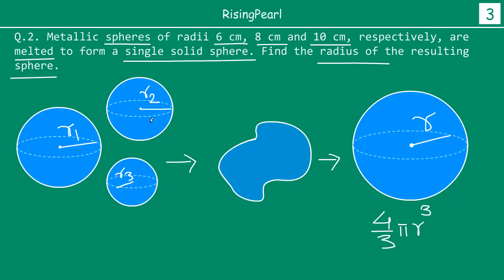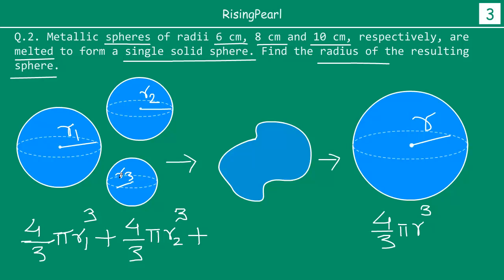these spheres. So the first sphere, the volume for that will be 4 by 3 pi r1 cube, plus the volume of, when you melt this one, that volume will be 4 by 3 pi r2 cube, plus the volume of this small sphere will be 4 by 3 pi r3 cube.